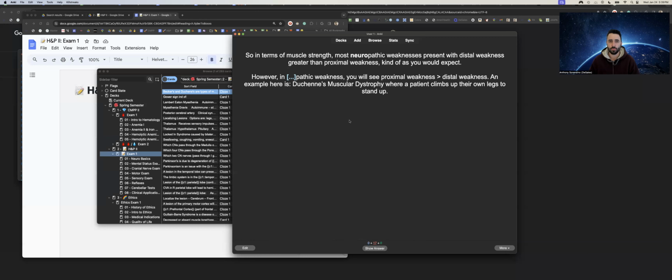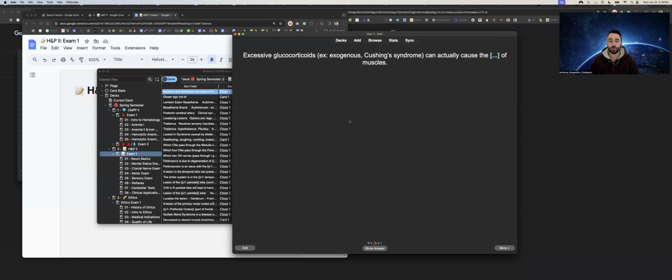Okay, so again, this is with those myopathic weaknesses. You'll see proximal weakness over distal. This is that strong ankle, weak hip. So you'll have proximal weakness over distal weakness. When you have neuropathic weakness, it's distal weakness greater than proximal weakness. So you have like a strong shoulder, but you can't lift up your distal parts. You can't lift up your hands. Excessive glucocorticoids like Cushing's can actually cause the atrophy of muscles.